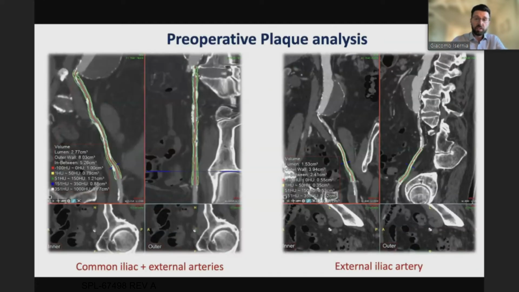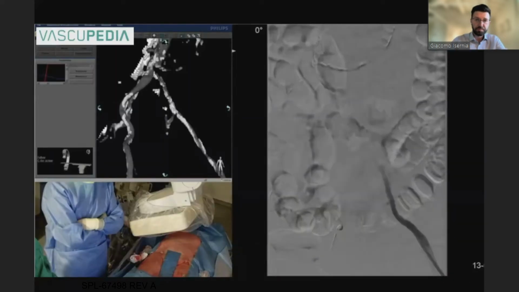This is our preoperative plaque analysis that we always perform in this peripheral disease patient, in which we are able to evaluate the lumen, the outer wall, and the in-between volume. On the left side, the common iliac plus external iliac arteries, and on the right side, the external iliac artery.